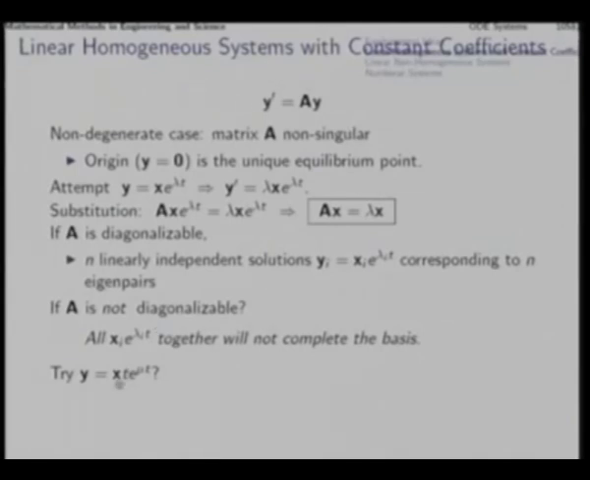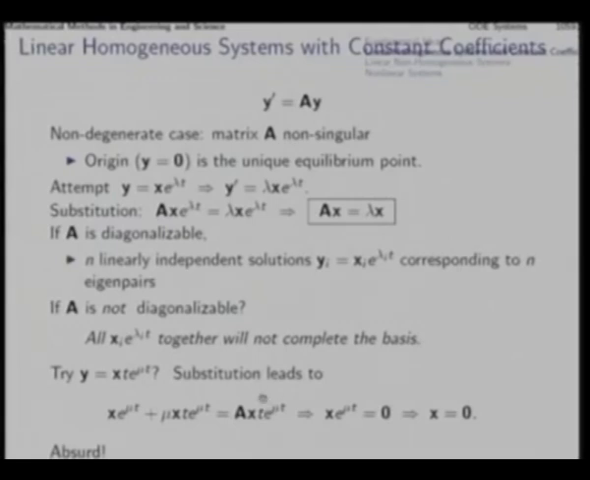Now, if we try that function into t, then what happens? We differentiate it and try to insert here and see what happens. The derivative of this will have two parts. In one, t will be differentiated, and in the other part e to the power mu t will be differentiated. So, x into 1 into e to the power mu t, that is here, plus x into t into the derivative of e to the power mu t, which is e to the power mu t into mu, is equal to, on this side, A x, sorry, A y. So, A into this, A x t e to the power mu t.